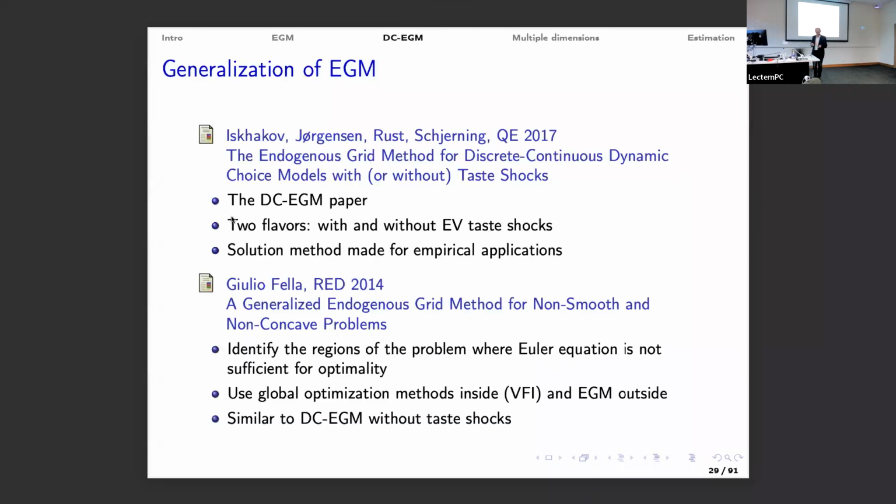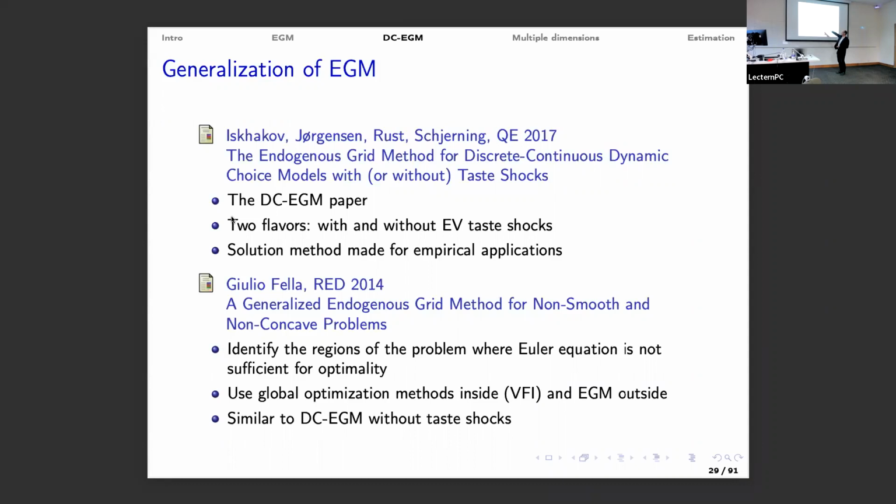So let's try to do the EGM with just discrete choices. One paper I will point to is our paper in QE, where we do this DC-EGM that I will be talking about. And as I said, there are going to be two flavors, with and without the extreme value shocks.